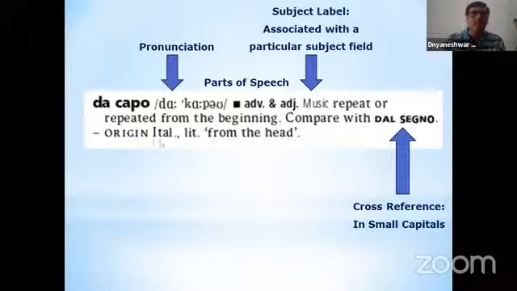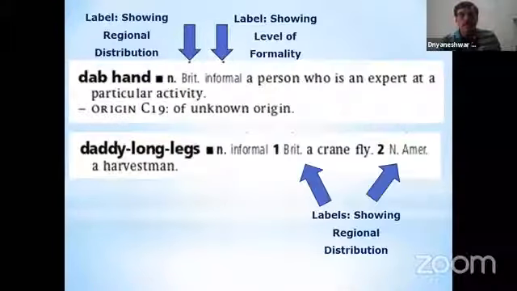And after this, you can see that there is Ital. So the word originated from Italy, and there is an abbreviation called lit. It means literally. And literally, the meaning of this word is from the head. When we move on, we can see that there is another label called Brit. So it's a label which is related to regional distribution. And then it also shows informal. Dab hand, this particular word is used in informal context. So it is a label which shows the level of formality.